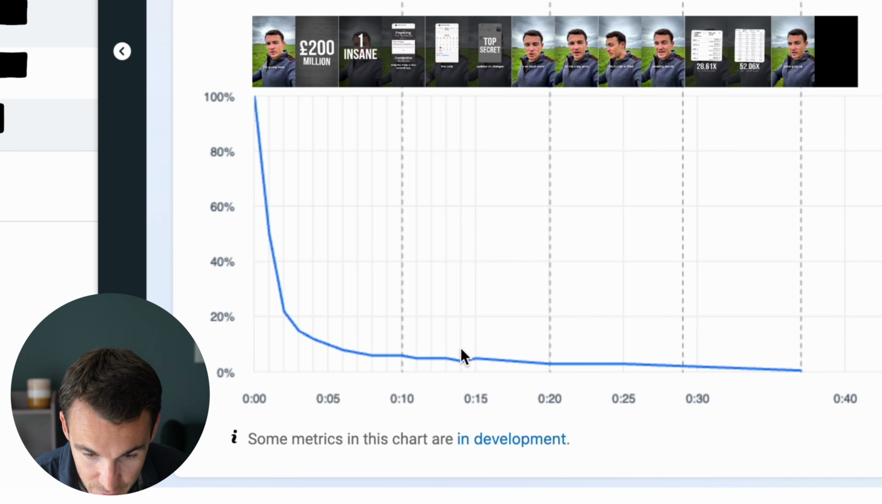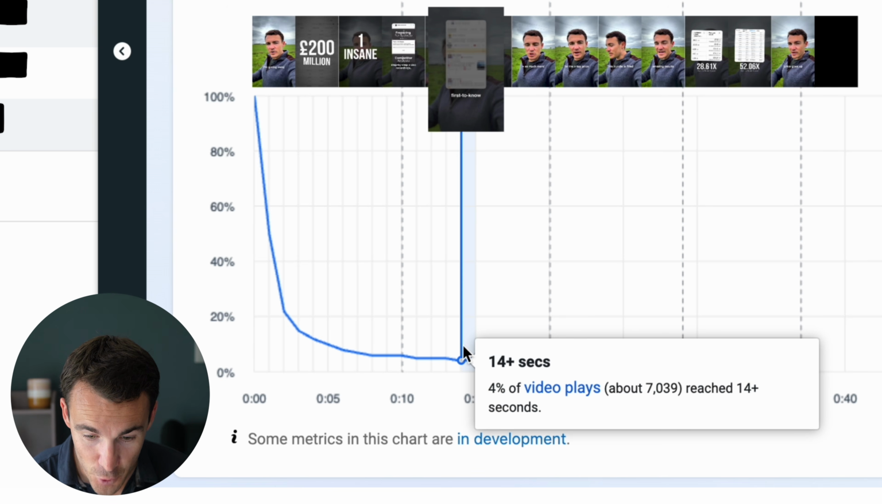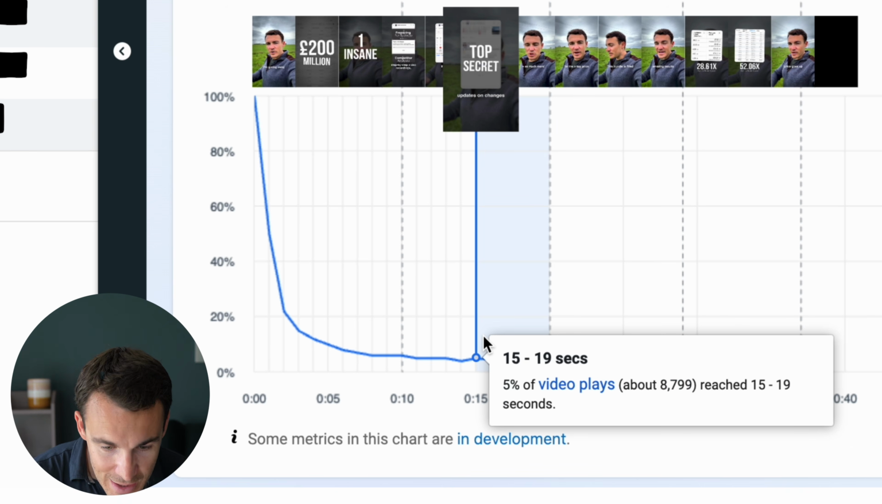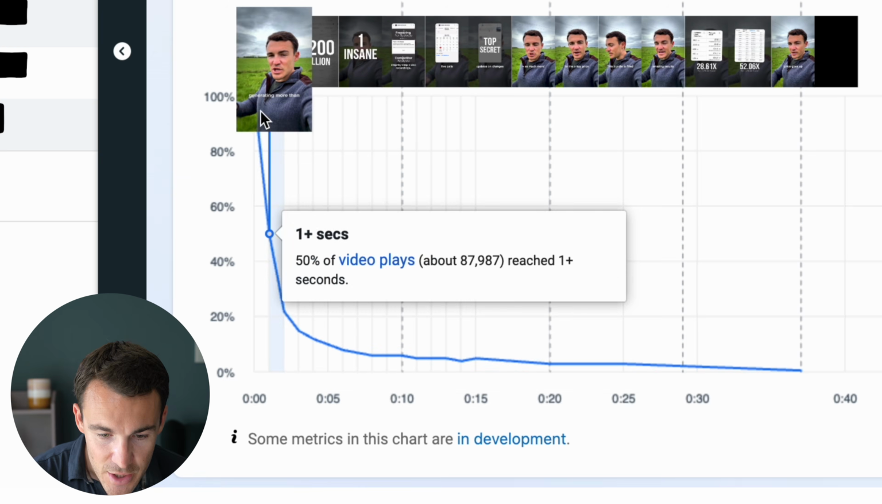And then there'll be other flat sections. I mean, this section even goes up, right? So we've got here between 14 seconds, we've got 4%, and 15 seconds, it actually goes up to 5%. Now, that may not be correct. That might be because this is, as you can see at the bottom, still in development. It might not be right. But that might show that, okay, that part's great. That's holding people.